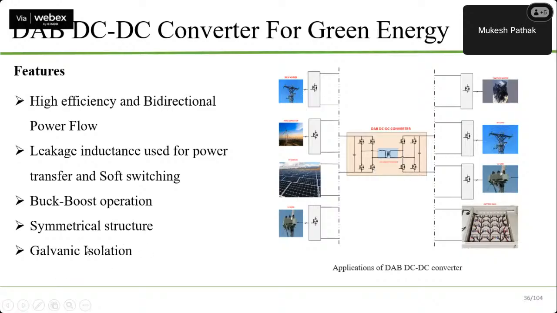And there is galvanic isolation, as is required in the case of a transformer. There is an isolation present here. So this scheme shows how a single solid state transformer can be used to connect so many things and control them from one location.